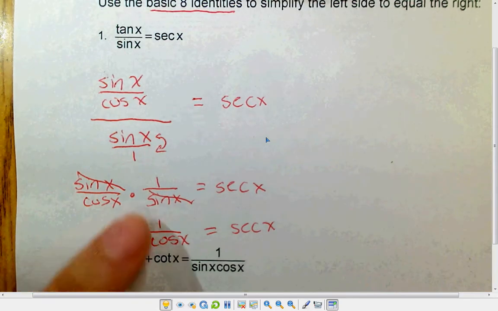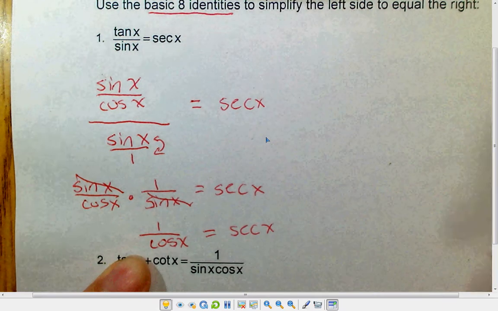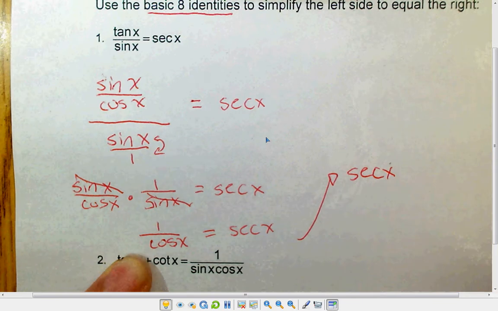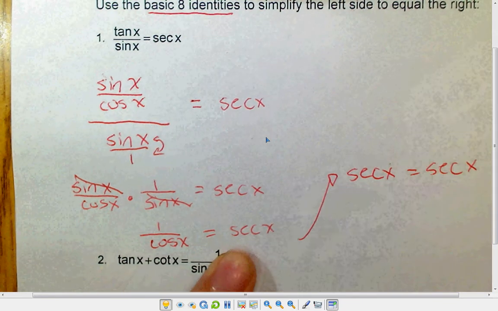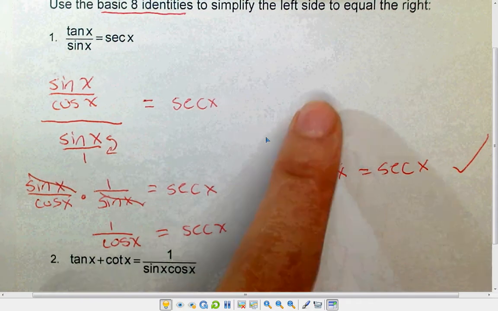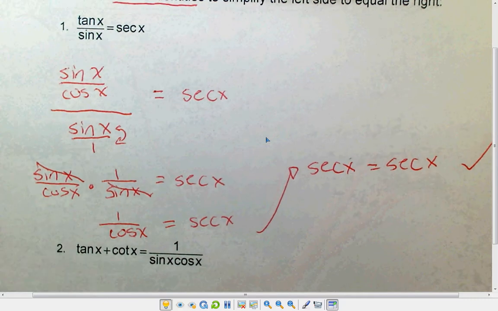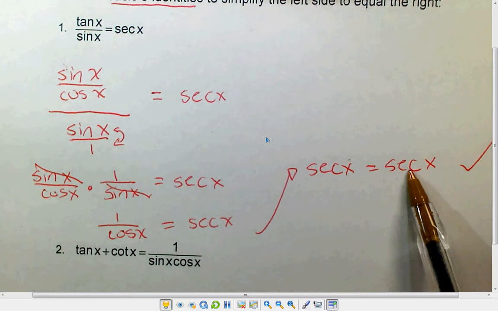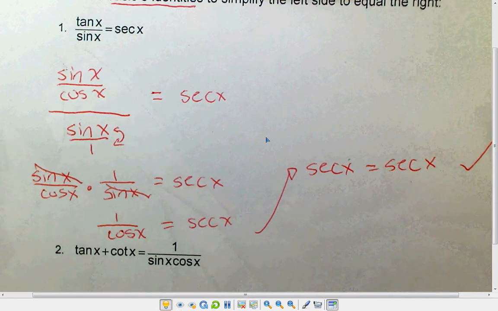And finally, 1 over cosine, again, if you look at your basic trig identities, 1 over cosine is the same thing as secant. So my very last step, secant is now equal to the right side, and I am done. So check, I've made the left side exactly equal to the right side. So with these problems, you're actually already starting off with the answer. You know what your answer is going to be. You just have to do different things and substitute in to get to that answer.